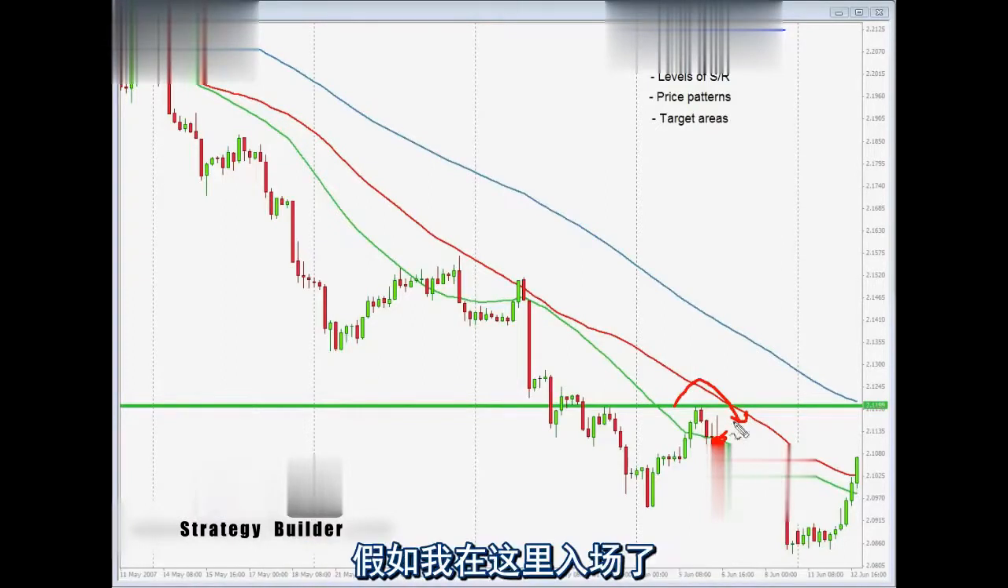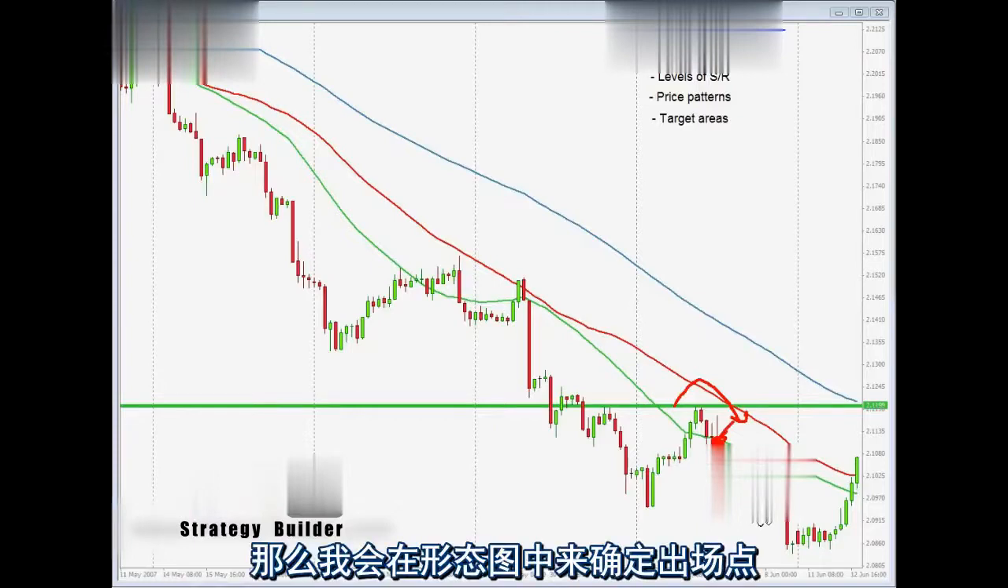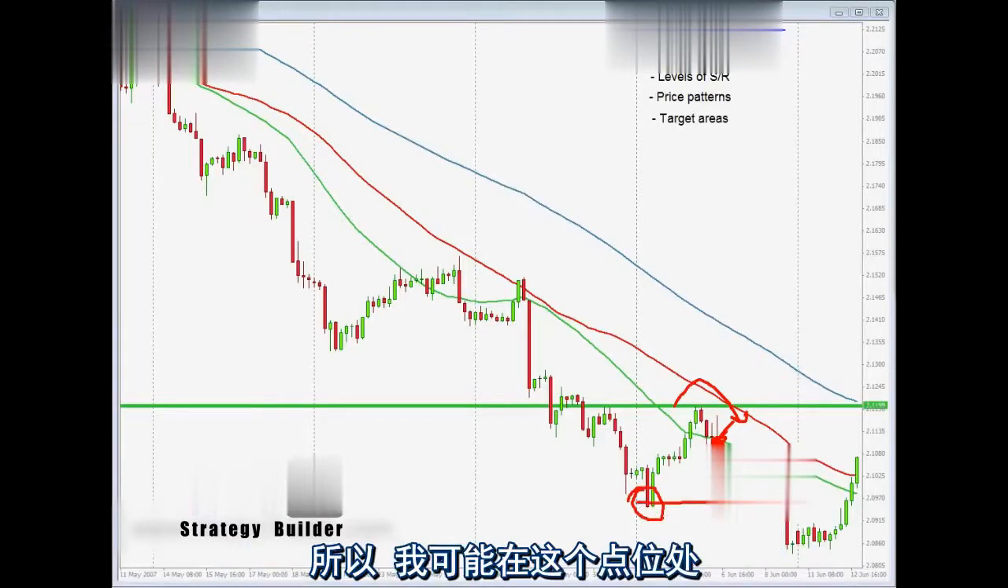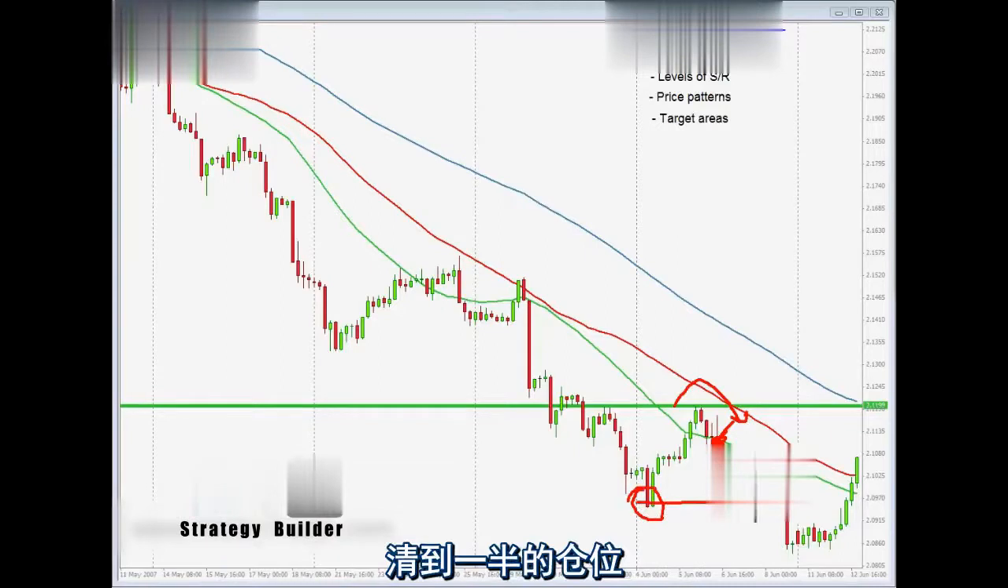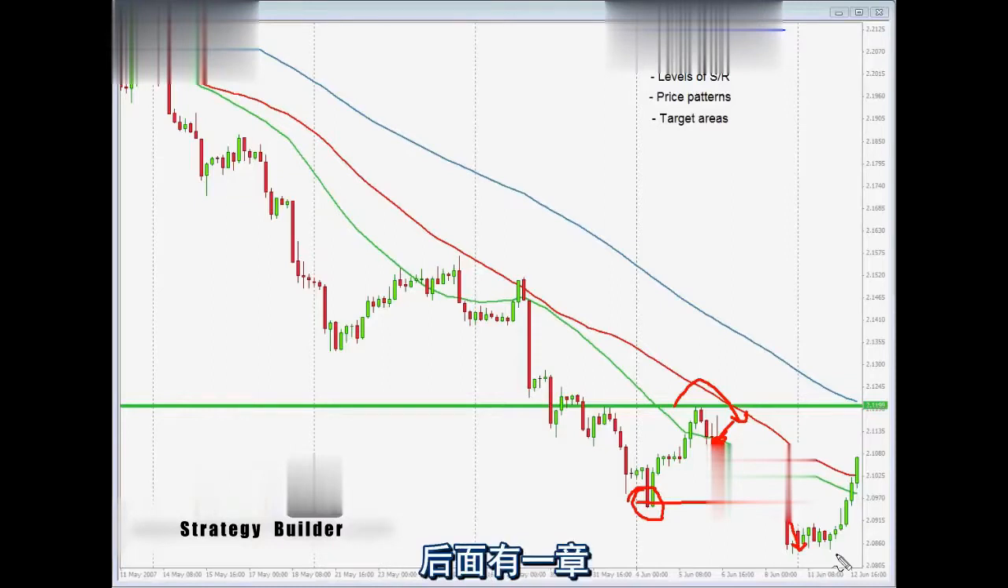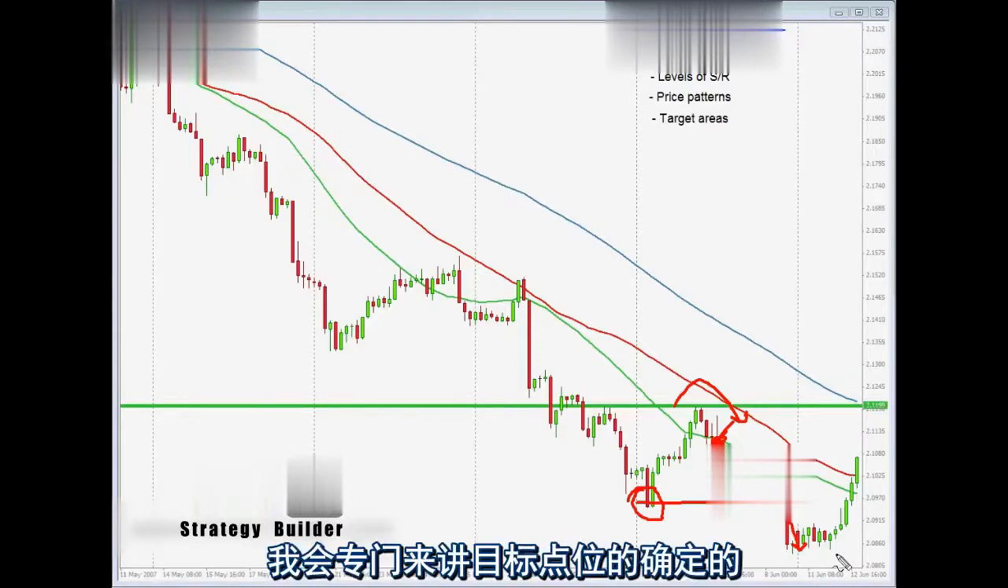If I was to take an entry here, I would determine my exit levels as per the setup chart. For example, here we have a previous swing low. Perhaps I would like to exit half of my position as we reach the previous swing low, and then let the second half run for further profits. But like I said, I don't want to get into that. You will study all about my price targeting policies in the appropriate chapter.